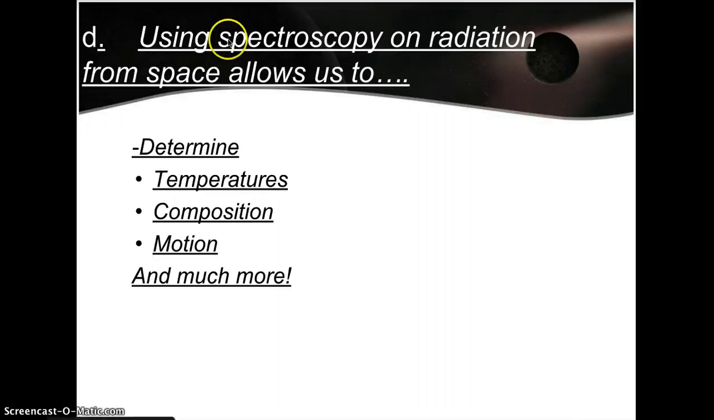And so we study it by using spectroscopy, and we can determine things like the temperature of that distant object, the composition of it, what is it made up of, and the motion of it, in terms of, is that object moving away from us or is it moving towards us. So these are three things that we can learn about a distant object, whether it be a star, planet, galaxy, whatever it might be. We can learn all of these things simply by studying the light that it is emitting towards us.